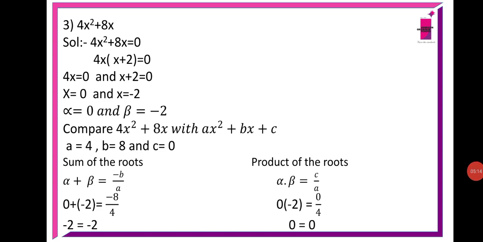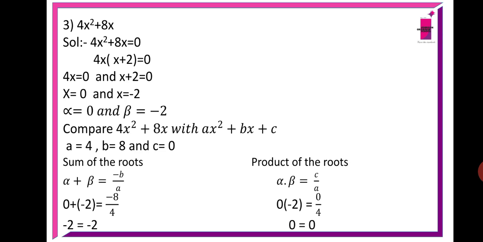We'll check the relationship between coefficients and zeros with one more example: 4x square plus 8x. Here you can take 4x common from both. So 4x into (x plus 2) equal to 0. So find the zeros. The zeros are 0 and minus 2. So alpha is 0 and beta is minus 2.